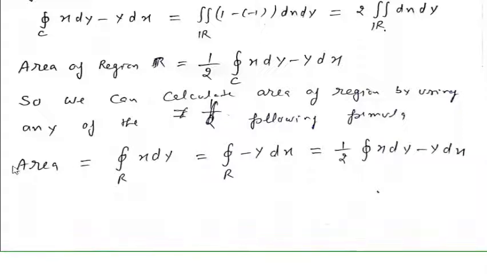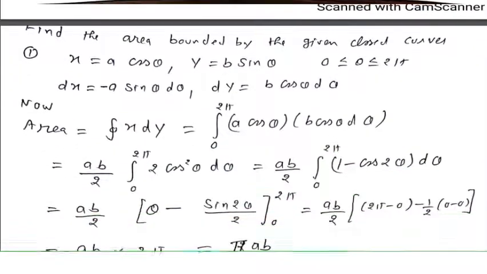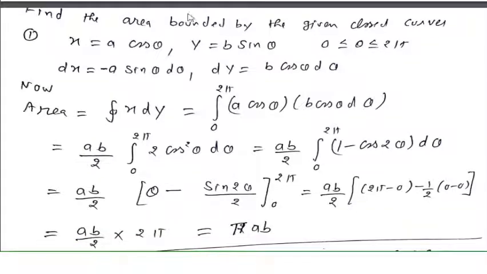So whenever you are asked to calculate the area bounded by the curve C, you can use the integral of x dy, or minus y dx, or 1/2 the integral of x dy minus y dx. Now let us apply that formula to calculate the area bounded by these curves.